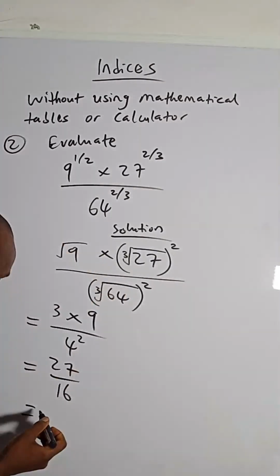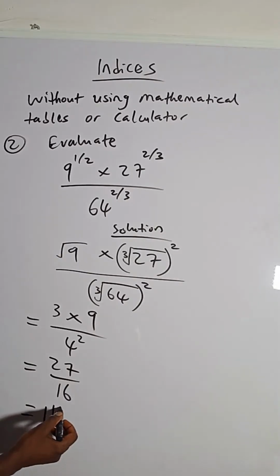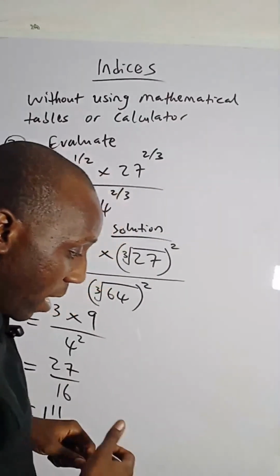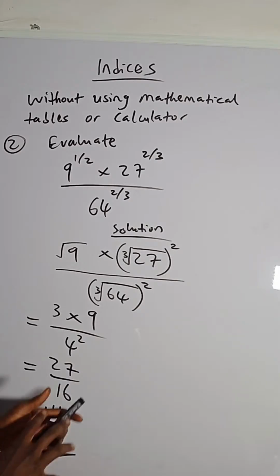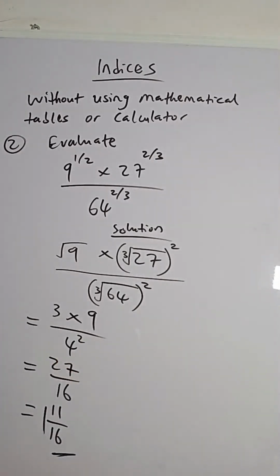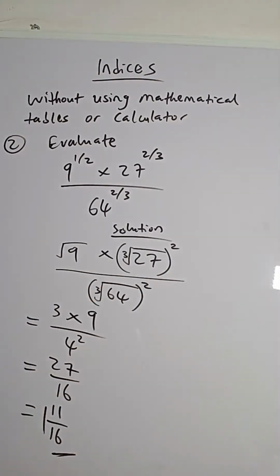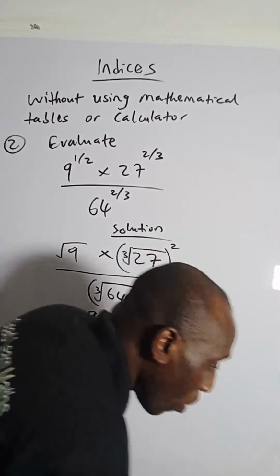One time with a remainder of what? 11, then over 16. Yeah, that's your final answer. So you see, I just used the fractional law of indices. Then I think that was the only thing I really used. Then I just divided. You already know this basic rule of dividing fractions, and that was all.